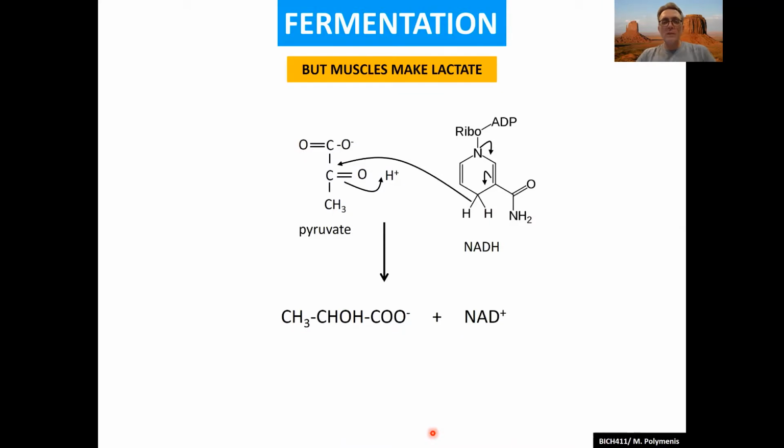All right, so why does it do that? Again, it's to make NAD plus, and this is what our muscles do. Our muscles just do the last reaction. It's lactate dehydrogenase, and all you do is just what we saw with ethanol. They do it straight in one reaction from pyruvate, and you get lactate instead of ethanol. But it's the same thing. It's the same principle, because you need to have NAD plus.